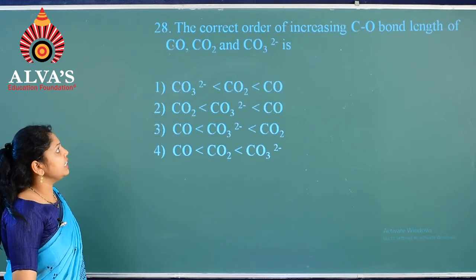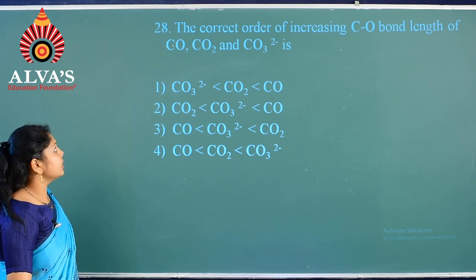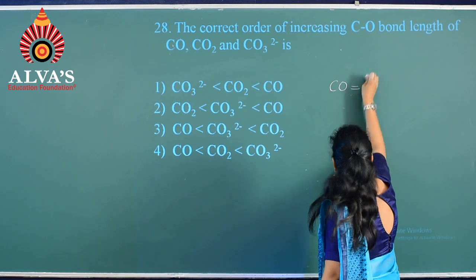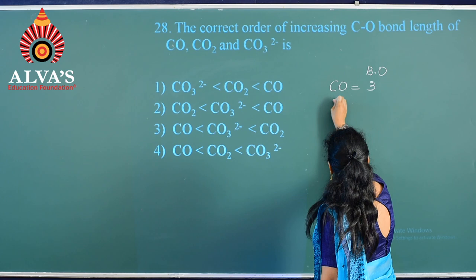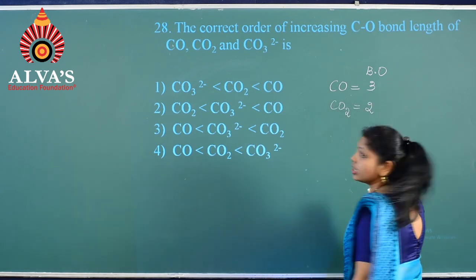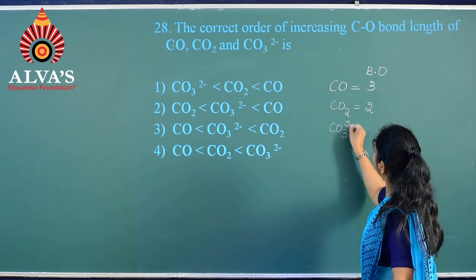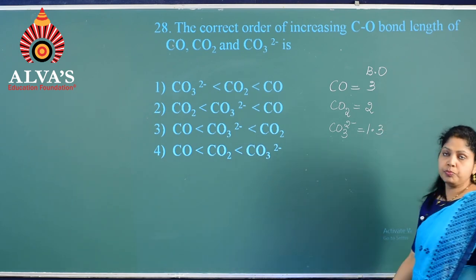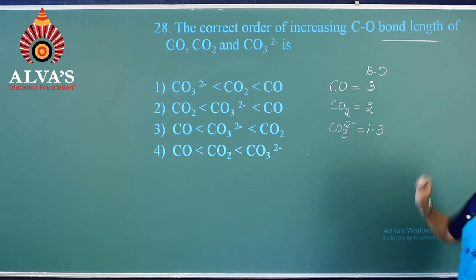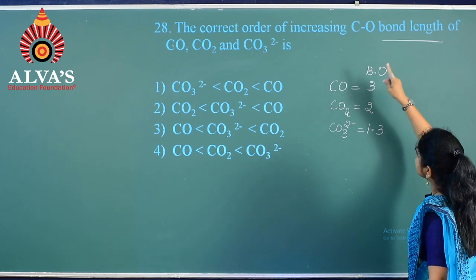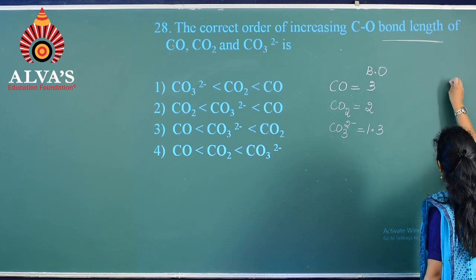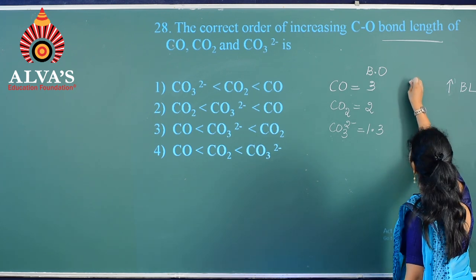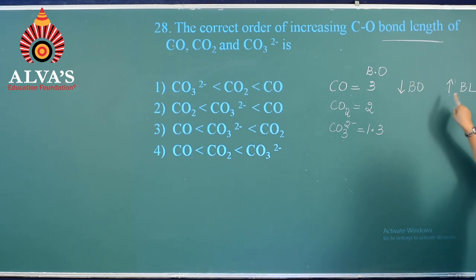28. The correct order of increasing carbon-oxygen bond length of carbon monoxide, carbon dioxide and carbonate ion is. If you observe the bond order of these 3 species: carbon monoxide has bond order 3, carbon dioxide has a double bond so bond order is 2, and carbonate ion CO3 2 minus has partial double bond character, so we can take the bond order as 1.3. They are asking for the bond length, so you should know the relation between bond length and bond order. They want increasing CO bond length. Bond order and bond length are inversely related to each other. So, as bond order decreases, bond length increases.